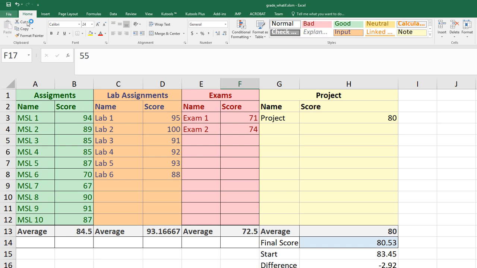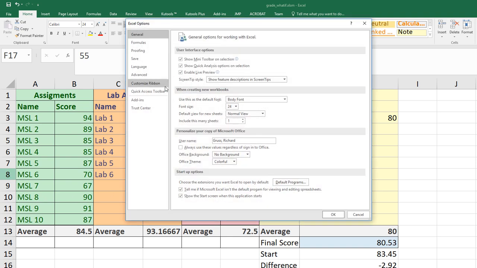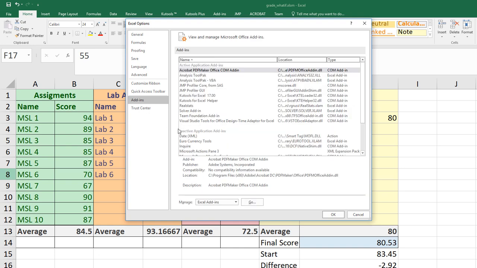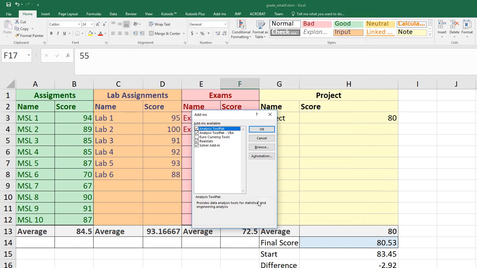So you're going to install it on Windows. The directions are slightly different on Macs, but you'll be going to File and Options, and then down here on Add-ins, you'll click there. And you'll get this big list up at the top that shows you the add-ins that you have already. But if you want to turn them on and off, you come down here to Manage and make sure that Excel add-ins is selected, and I'll click on Go.